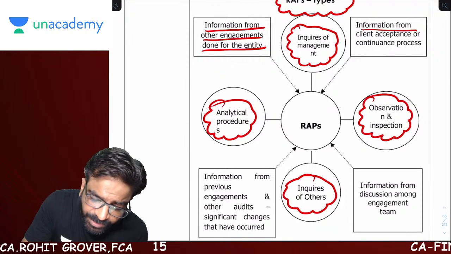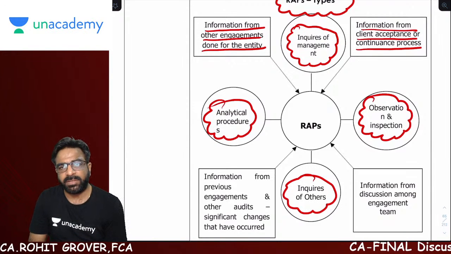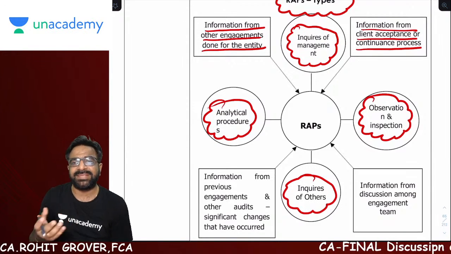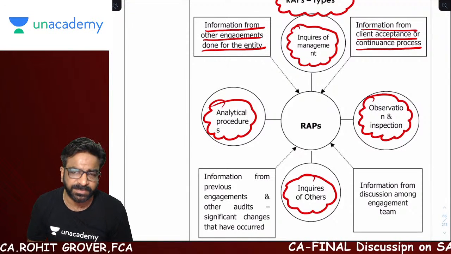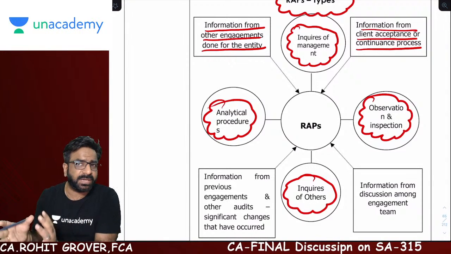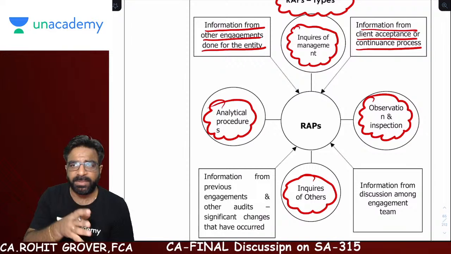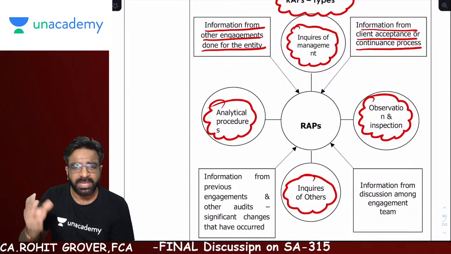Next one is information from the client's acceptance or continuance process. Are you getting the point? Information from the client's acceptance or continuance process means what? What are the terms and conditions which were put to you at the time of acceptance? That is what we mean by information from the client's acceptance or continuance process.